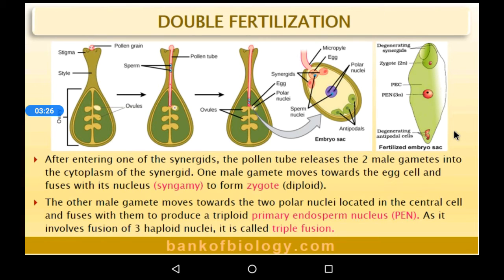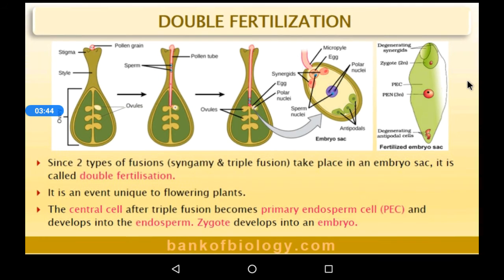And what happens to the remaining cells? The antipodals and synergids, which you already studied in the previous videos, will degenerate. Only the zygote and the primary endosperm nucleus will remain.